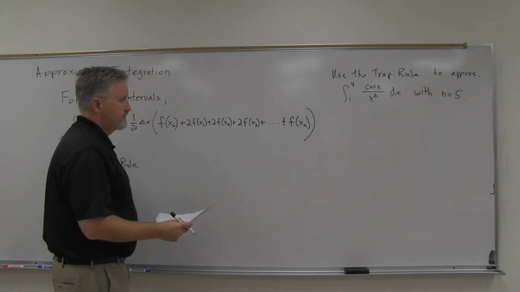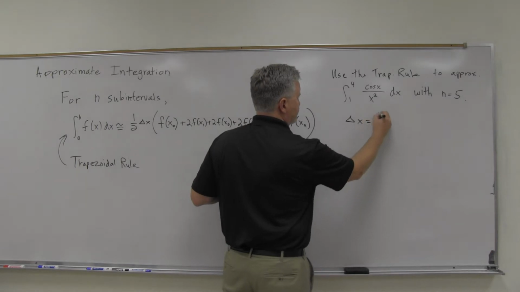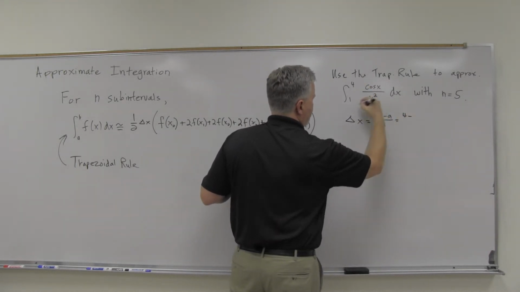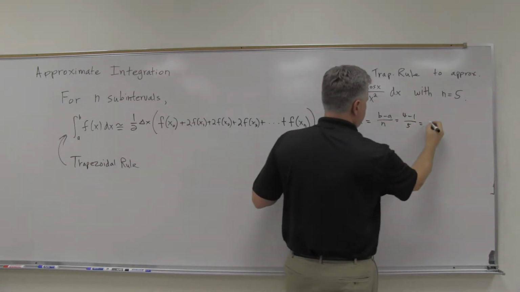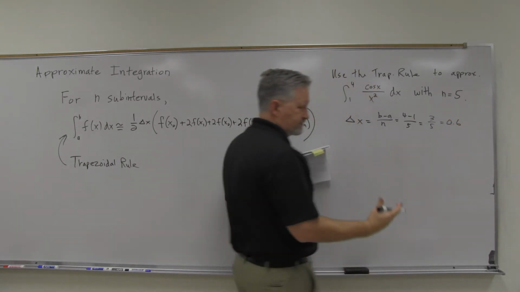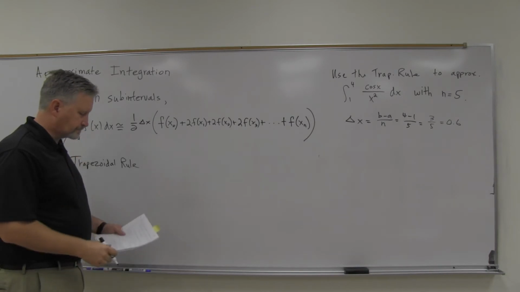All right, so let's start with delta x. Delta x is b minus a over n. So b is 4, a is 1, n is 5. That's 3/5, let's call it 0.6. Use fractions if you want, but I'm going to use the 0.6.